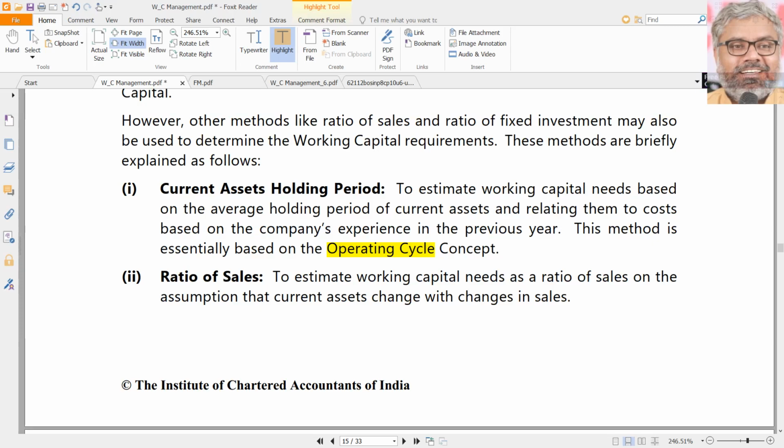Such questions also can be expected, though it is only one straightforward formula-based approach. This question can be expected for only 5 marks, using the holding periods of current assets and, of course, one major current liability, accounts payable also. That is the operating cycle model.